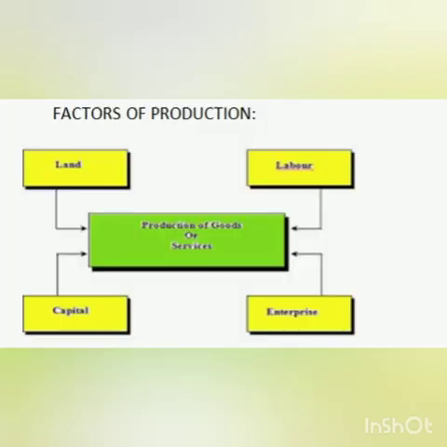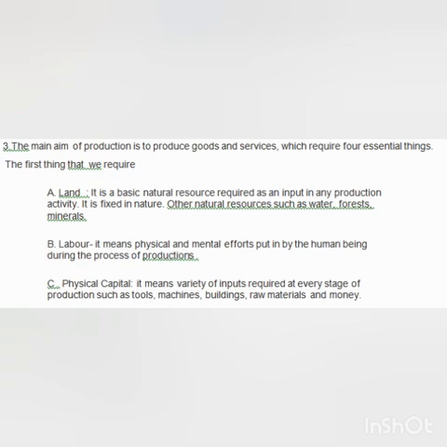My dear students, now we are going to discuss organization of production. The aim of production is to produce goods and services that we require. There are 4 requirements for production of goods and services.